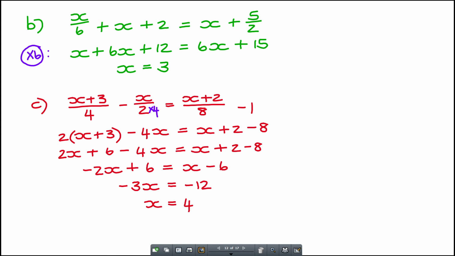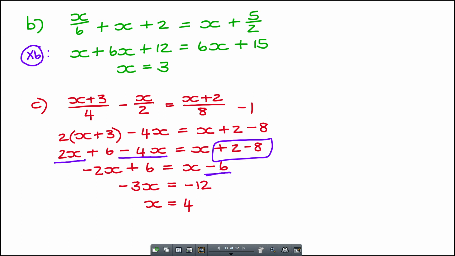Okay, then this one already has 8, so you'll see I use the x plus 2 just like it is. And then minus 1 times 8 will give me minus 8. Okay, then from there, I've got to go and multiply in. So 2 times x gave me 2x, and 2 times 3 gave me 6. Okay, now simplify a bit. So 2x minus 4x gave me this minus 2x. And on the right-hand side, x stays x, and then plus 2 minus 8 will give me minus 6.